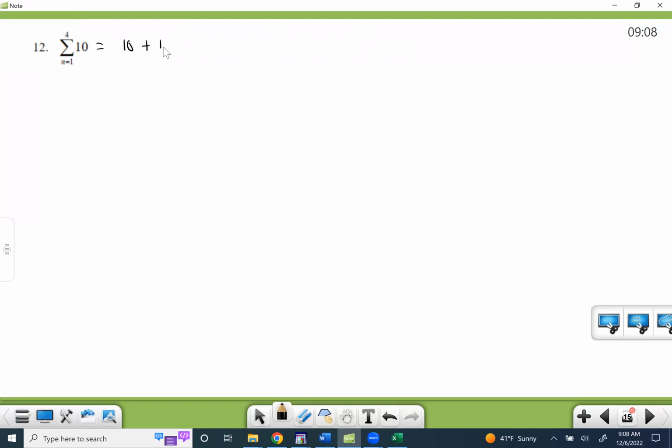When I plug in 2, it's still going to be 10. When I plug in 3, it's still going to be 10. And when I plug in 4, it's still going to be 10. So you'll just get a constant 10, 10, 10, 10. So the answer to this would be 40. So that was just a weird one. We got to make sure we do that one.